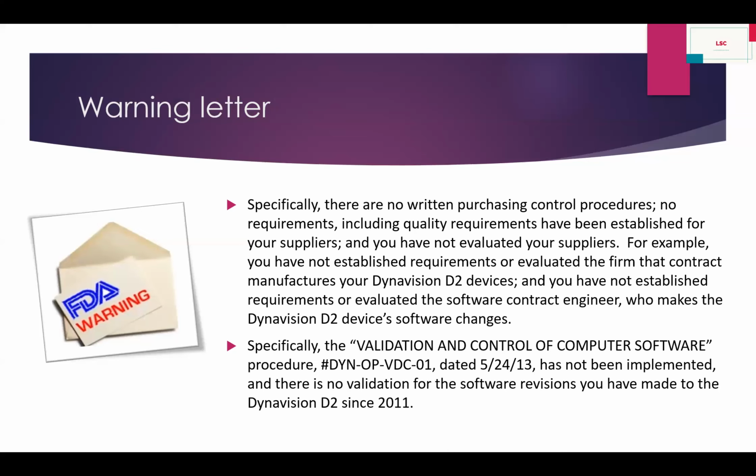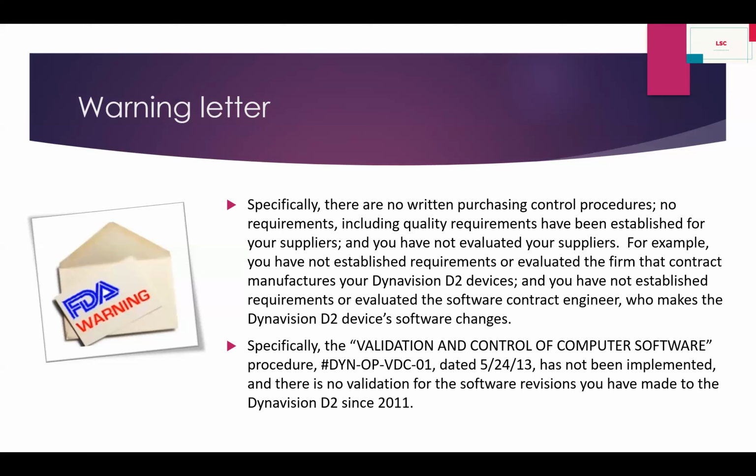Let's see, especially: there is no written purchasing control procedure, no requirement including quality requirement has been established for your suppliers, and you have not evaluated your suppliers. For example, you have not established requirements or evaluated the firm that contract manufactures your devices, and you have not established requirements or evaluated the software contract engineer who makes the device software changes. Means we remember that there is a requirement of vendor qualification in CSV.